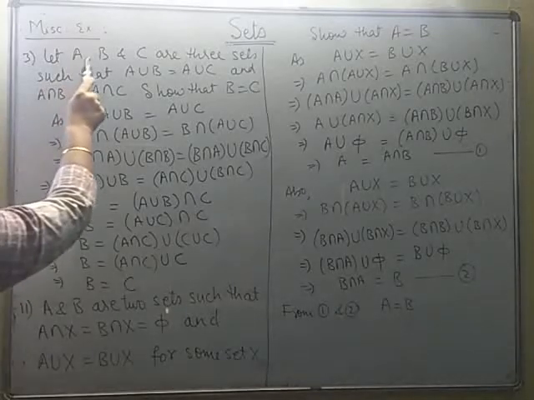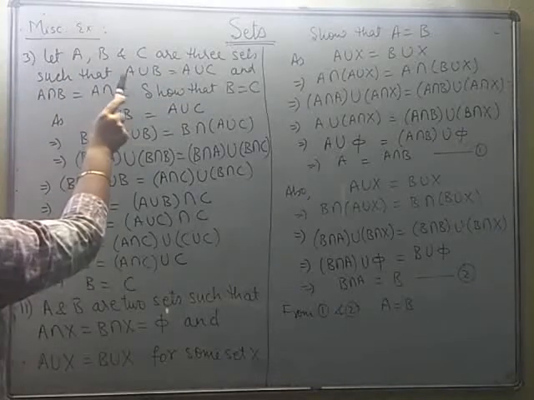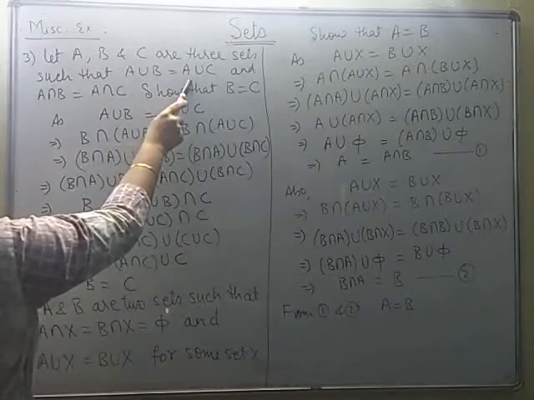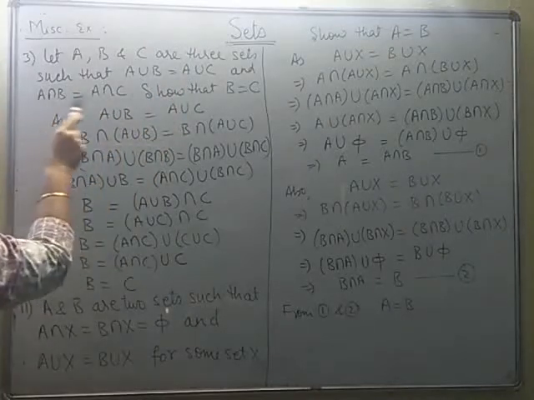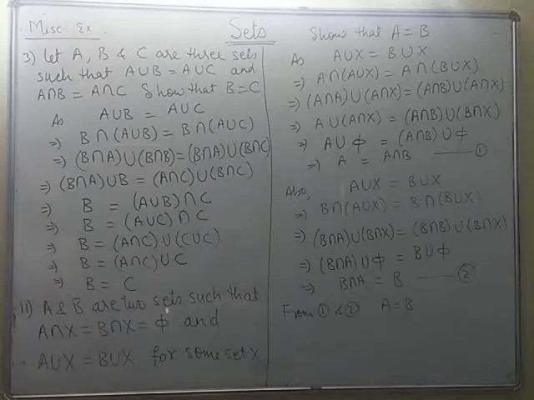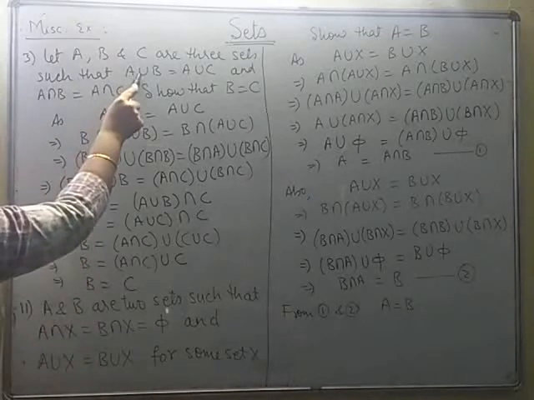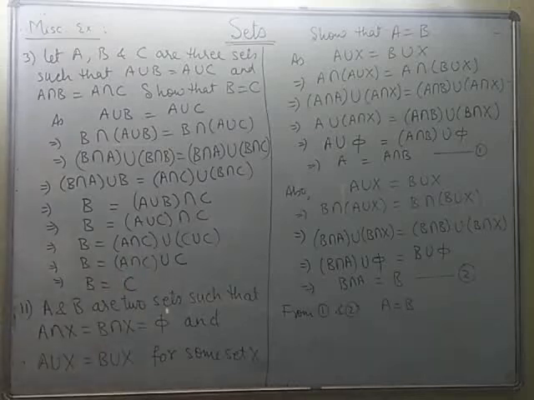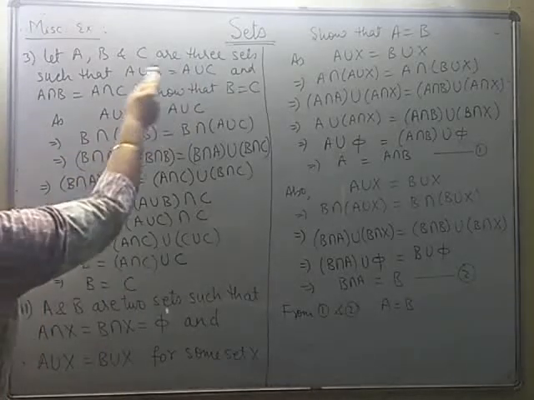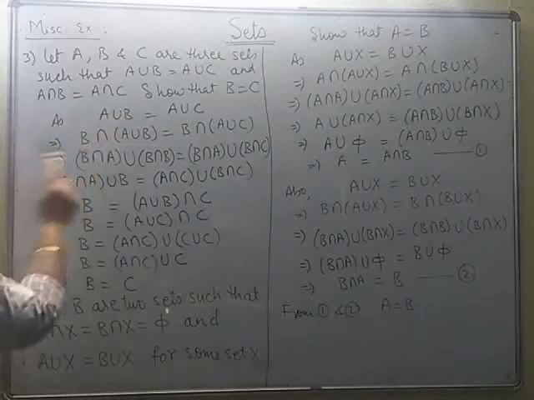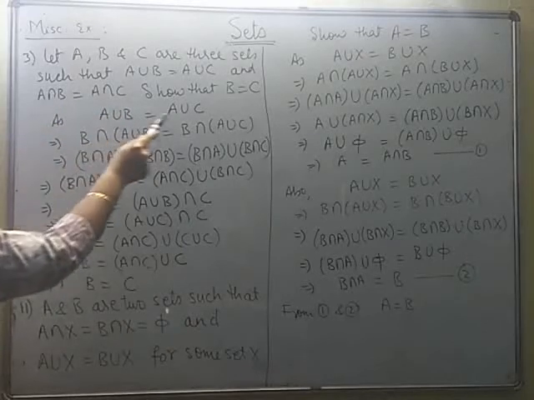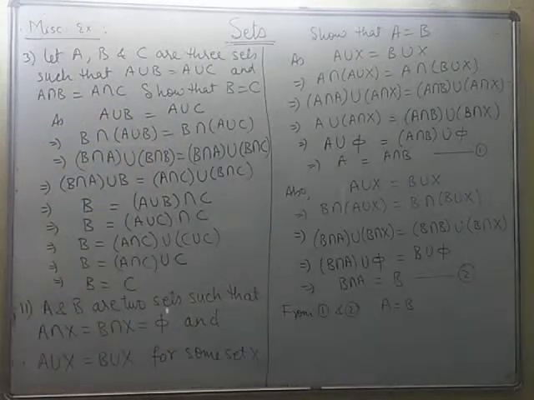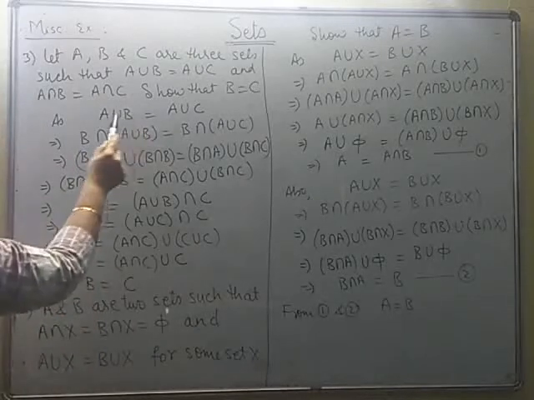The third one says A, B and C are three sets such that A union B is the same as A union C, and A intersection B is also equal to A intersection C. So using these two conditions, we have to show B will be equal to C. You can start with either this equation or this one. As you can see, I have started with A union B is equal to A union C. So these two sets are equal.